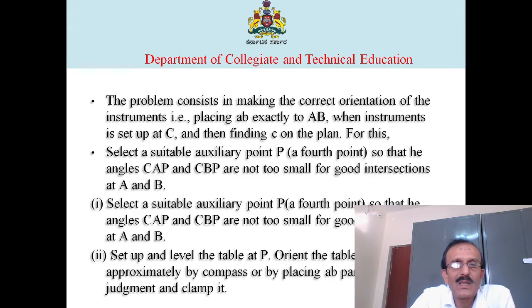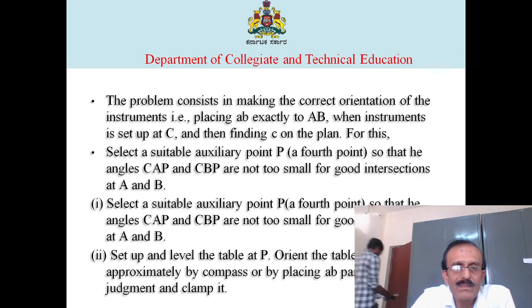The problem consists of making the correct orientation of the instrument by placing ab exactly parallel to AB when the instrument is set up at station C, and then finding c on the plan. For this, select a suitable auxiliary point P, that is the 4th point, so that the angles CAP and CBP are not too small or too acute, for good intersections at ground stations A and B.